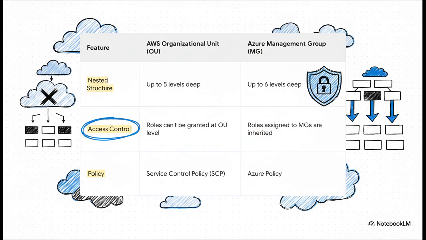AWS, however, works differently. You actually can't grant permissions at the organizational unit level. You use policies to set boundaries, sure, but you still have to go into each individual account to grant the actual roles.